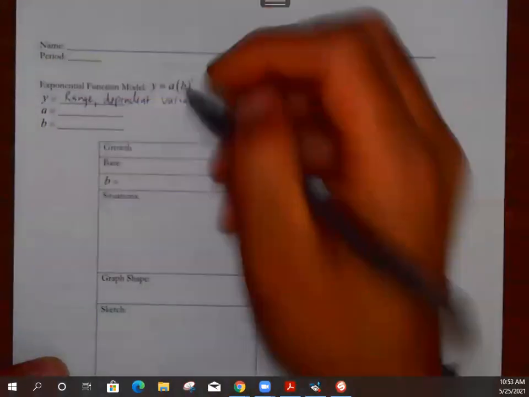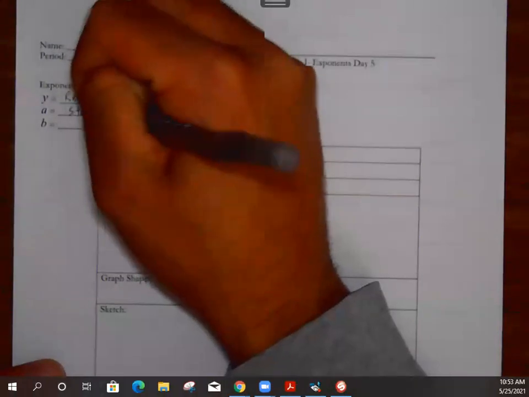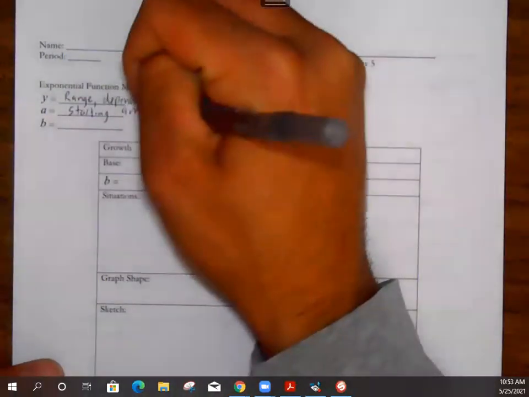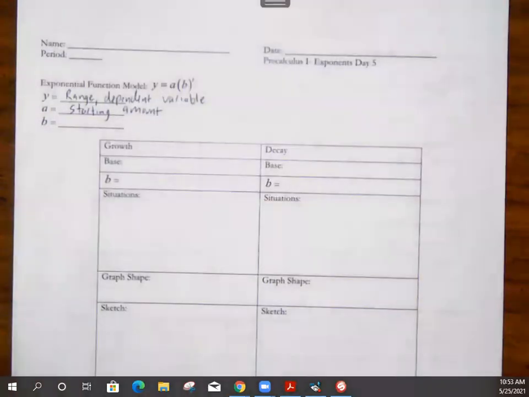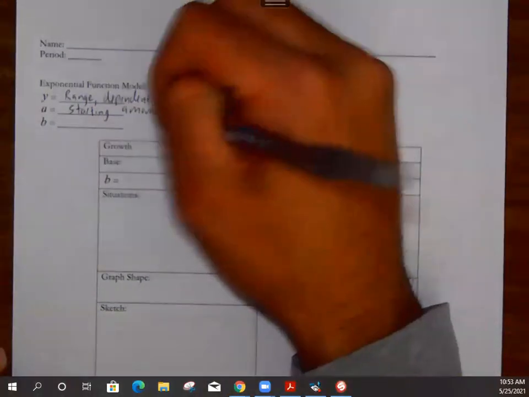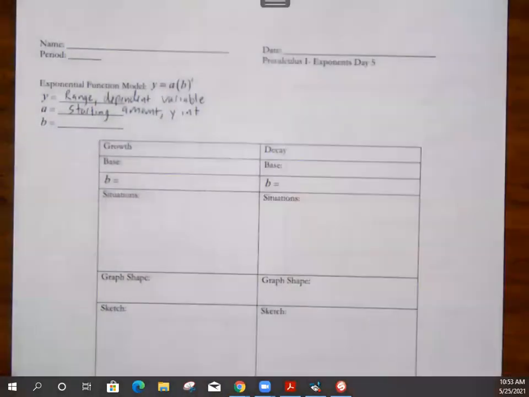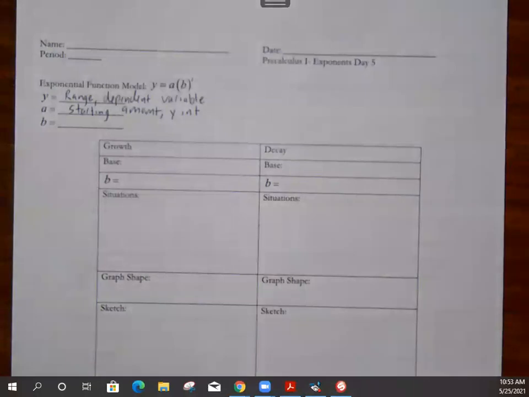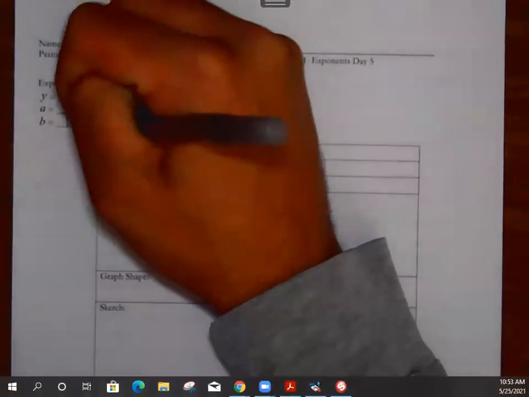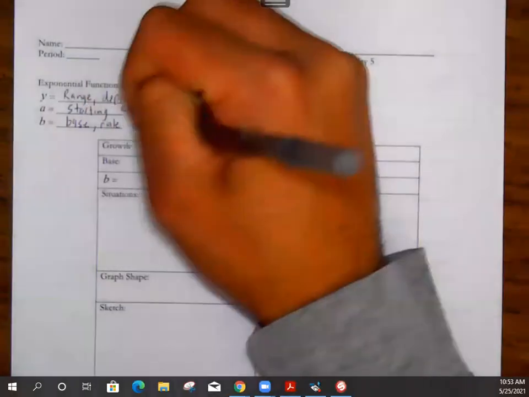All right, a is going to be our coefficient. That's usually going to be, if it's this model, our starting amount. And that's the coefficient, which will affect our y-intercept. So I'll also put comma y-int for y-intercept. All right, and b is our base. That's going to change based on how much our model is increasing or decreasing, or growing or decaying. So b is going to be our base, slash, I'll put comma rate of increase or decrease.